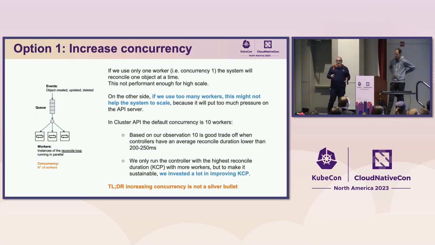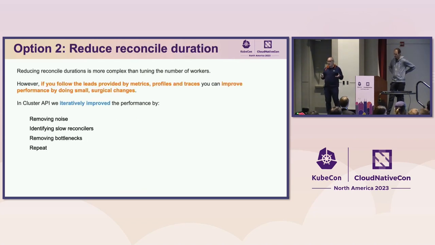So option one is not a silver bullet. Then we have to move to option two. Option two is basically to reduce the reconcile duration. And as you can imagine, this is a little bit more complex than simply increasing the number of controllers running in parallel.